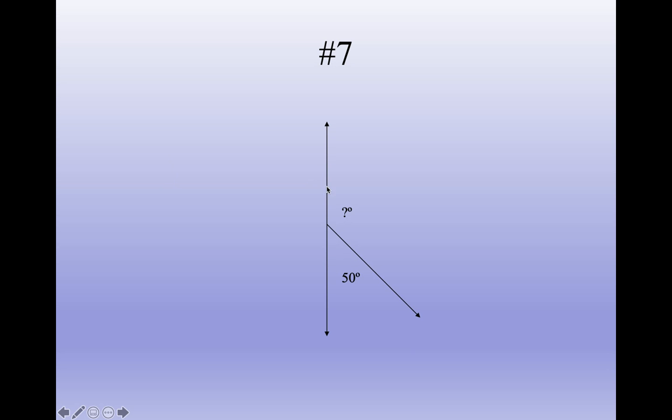All right, here's another one. You'll notice this is a straight angle going up and down. That's 180 degrees, even though it looks a little different because it's vertical. Again, I'm going to go ahead and eliminate the 50. So 180 minus 50 gives me 130.